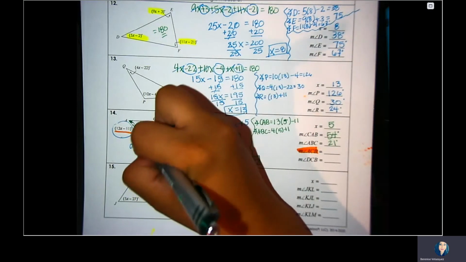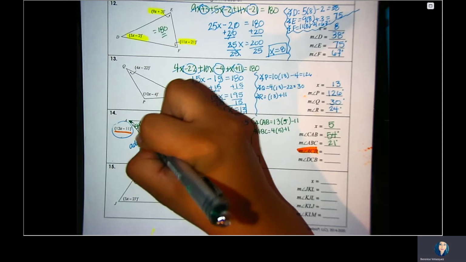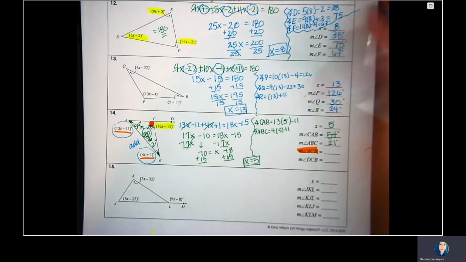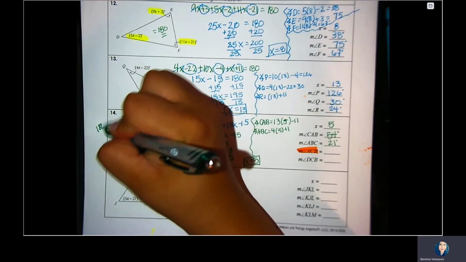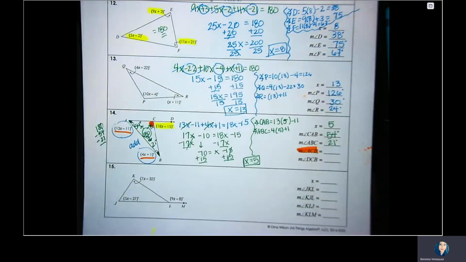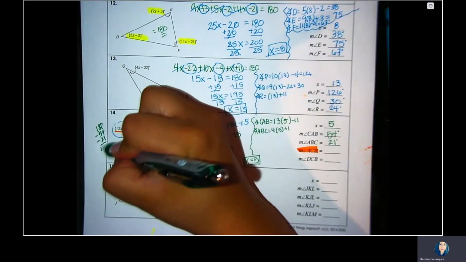Well, we know that all three have to add up to 180. So if I want to find this orange piece, all I have to do is what we've been doing in all the others. I'll kind of do it out here in this white space. 180 minus 54 minus 21. This is one way you can do it, okay? When you subtract it out, you get your value to be 105.